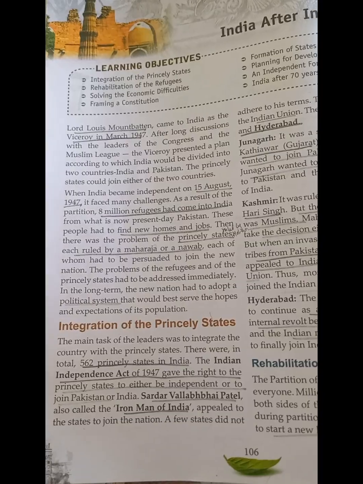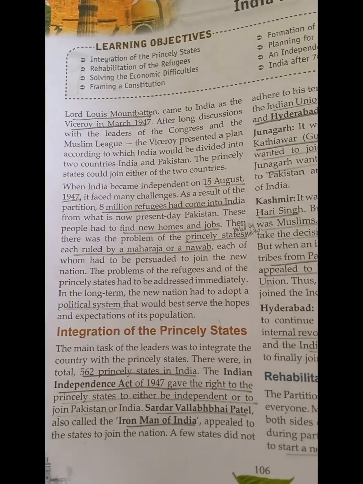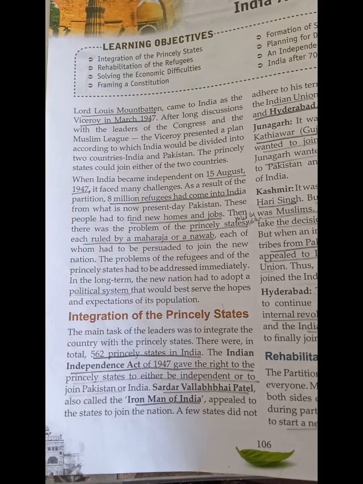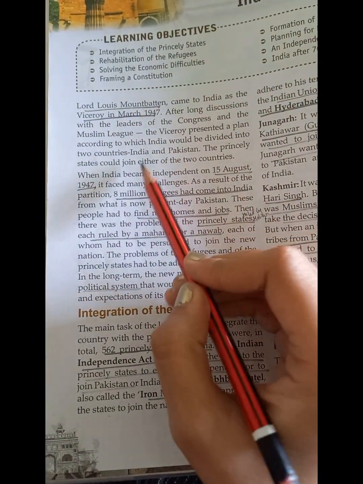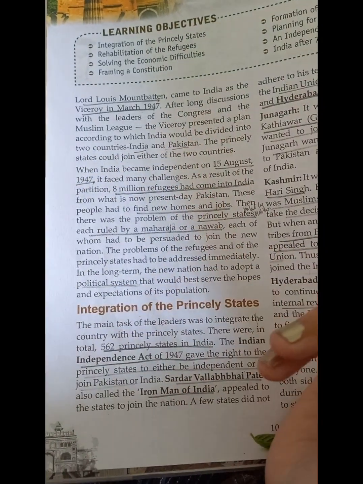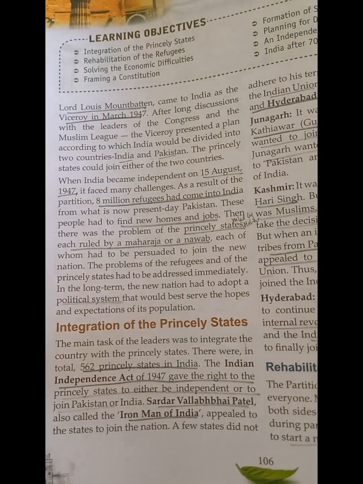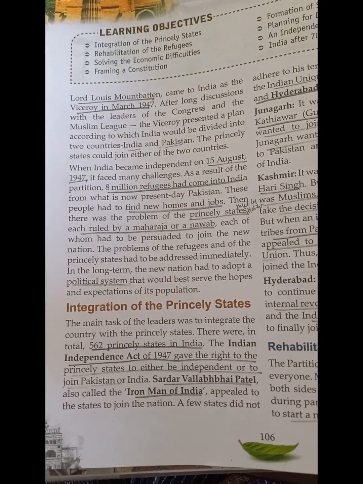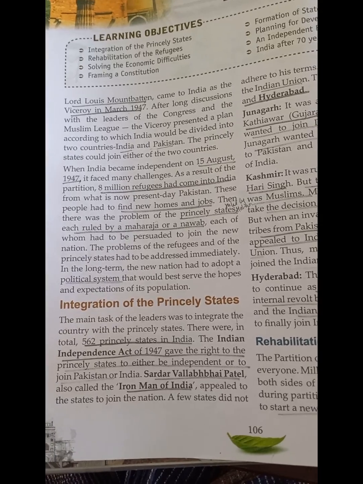In the previous chapter, we studied that the country was divided into India and Pakistan, and the plan was presented by Viceroy Lord Louis Mountbatten. The country was divided into two countries, India and Pakistan. The princely states could join either of the two countries. Now, what are princely states? Princely states are those areas which were ruled by certain Maharajas or Nawabs under the British rule.